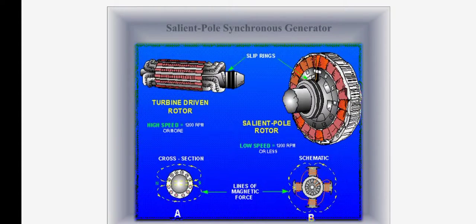This is the rotor of the salient pole synchronous generator. The rotor consists of the slip ring at the end of the rotor. It is a turbine-driven rotor. The salient pole rotor is for low speed, 1200 rpm or less. The cylindrical rotor is for high speed, 1200 rpm or more. So the slip ring rotor is generally used for high speed, and the salient pole rotor is generally used for low speed.